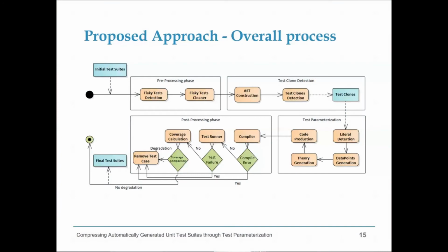Here is the overall process of our proposed approach. As you can see, we have the initial test suites as the input, and the input is processed through four phases: pre-processing, test clone detection, test parameterization, and post-processing. And finally, we have the output, which is the final test suites that are parameterized.